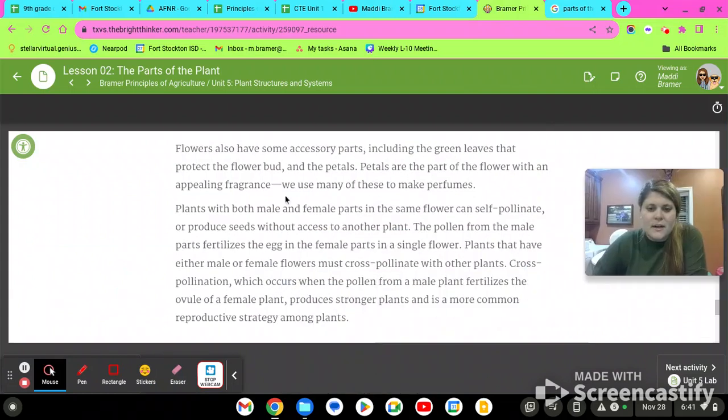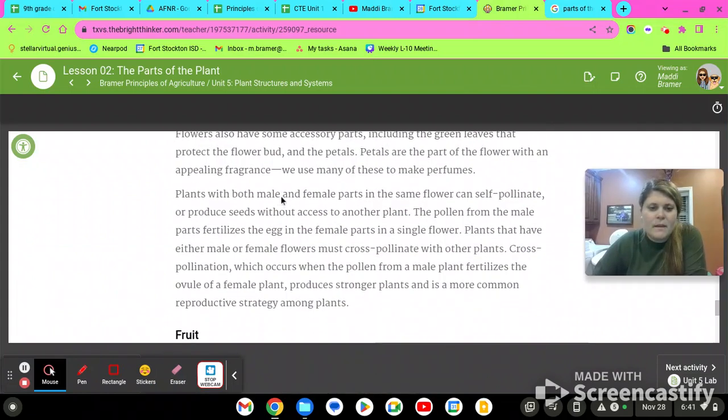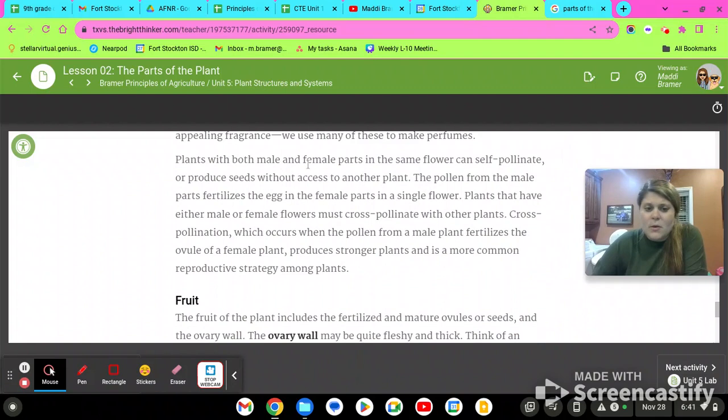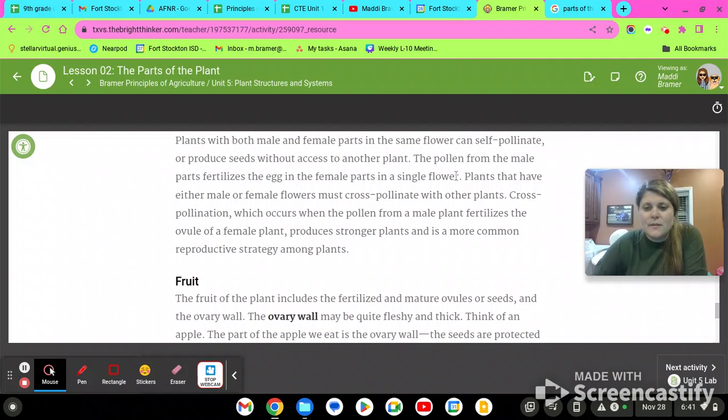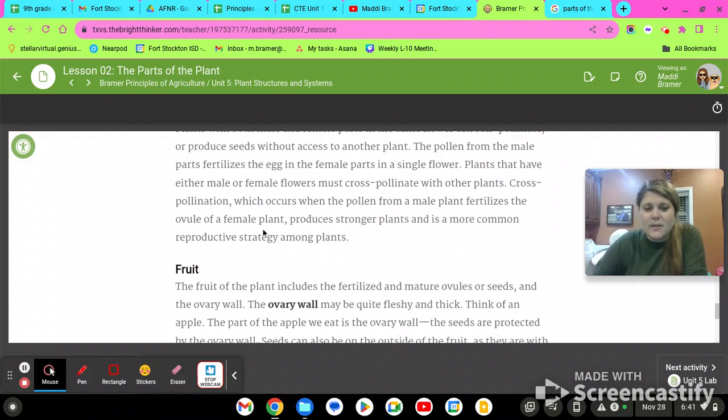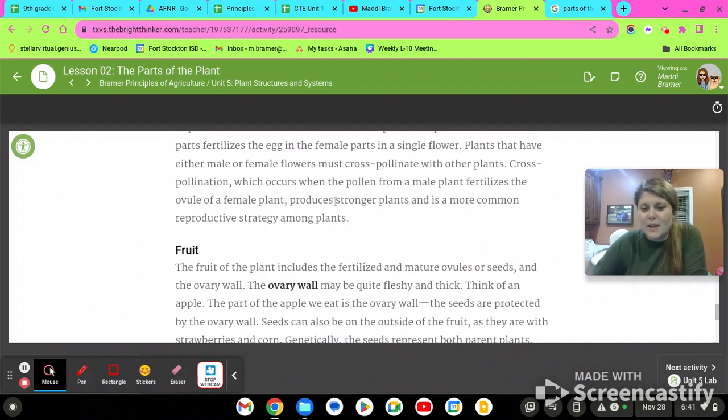All right, so plants with both male and female parts in the same flower, they can self-pollinate or produce seeds without accessing another plant. So that's really neat that they can do. You can cross-pollinate. So that's where we get different varieties. You know, if you have a garden and you plant your zucchini and your squash too close to each other, you may see I've had half squash, half zucchini grown from that plant because of cross-pollination.